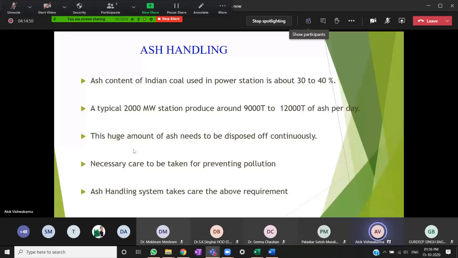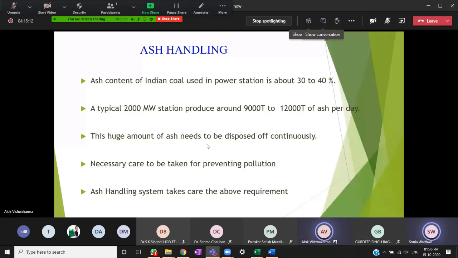And due to environmental norms also, we just cannot think of throwing it away. It has to be properly disposed of and proper precautions taken so that no pollution will occur in the surrounding area.